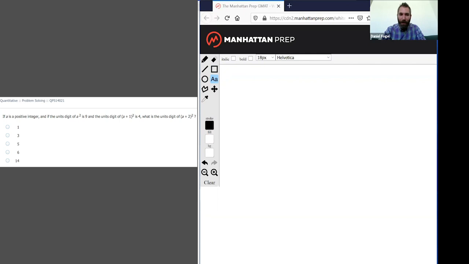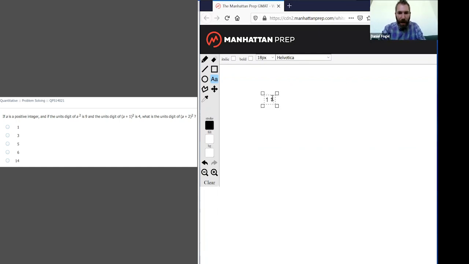All right, here's my solution. Okay, if a is a positive integer and if the units digit, okay, this problem is about units digits. If the units digit of a squared is 9. All right, so it could be 3, but it's probably not going to be 3 because they wouldn't present the information that way if it were. But let's just see what else it could be.